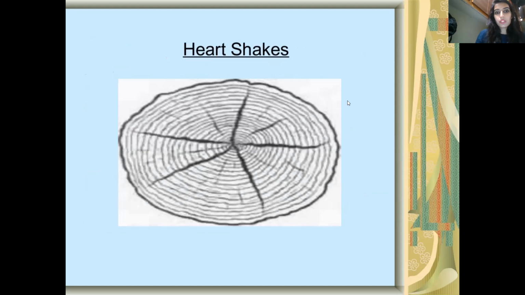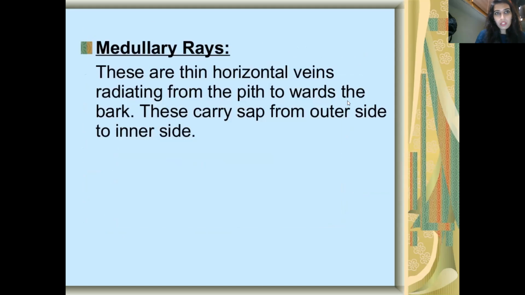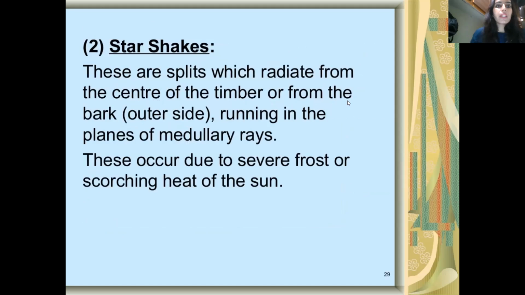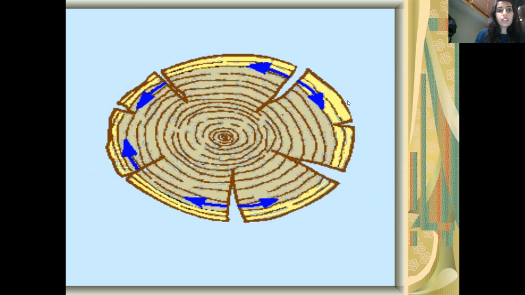This figure shows heart shakes. Medullary rays are thin horizontal veins radiating from the pith towards the bark. These carry shapes from the outer side to the inner side. Second one, star shakes. These are the splits which radiate from the center of the timber towards the bark, running in the planes of medullary rays.